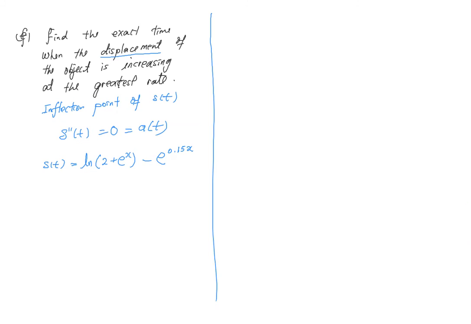Okay, now can you get this answer from the graph? Sorry, for mine. What I can do is, instead of saying find the exact time, show algebraically how to obtain the time when the object is moving at the fastest rate, where the displacement is increasing at the fastest rate. So when you show algebraically, you have to show like that.